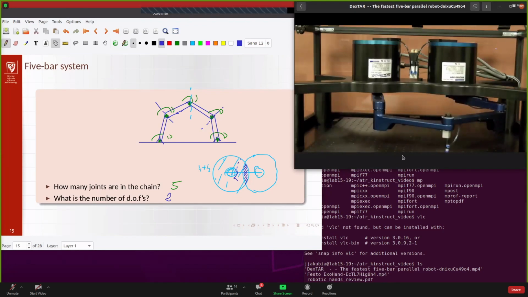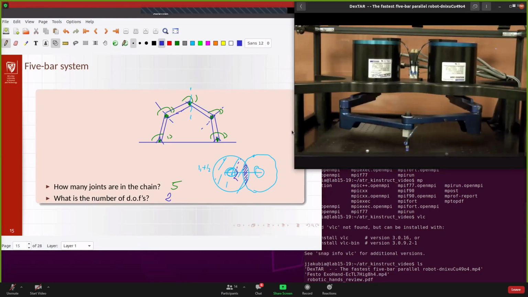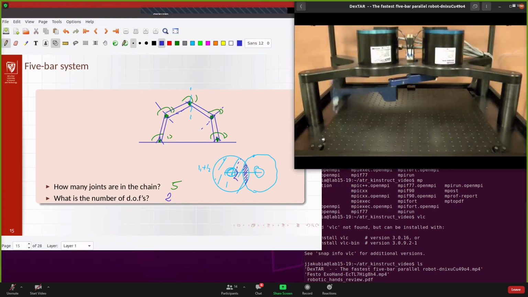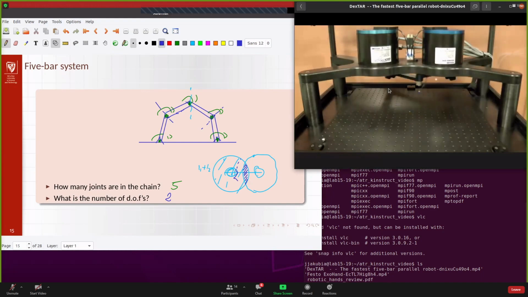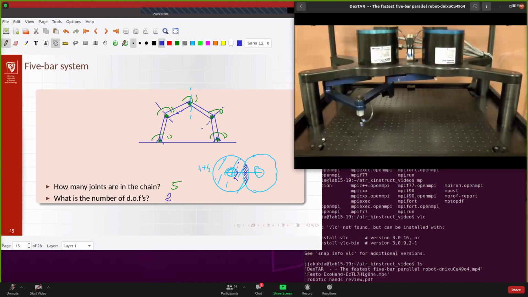Okay, and while the video is playing, a question for you to think of. Why use this duplicated structure instead of using just a simple double pendulum? Why do we want to do that?